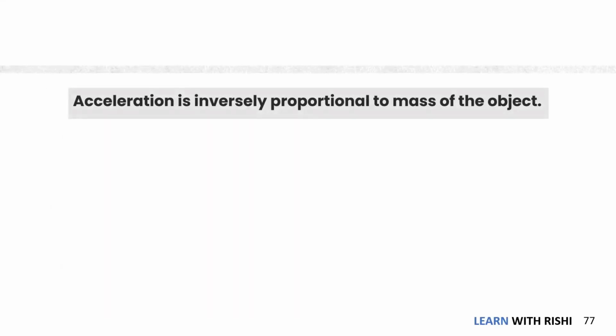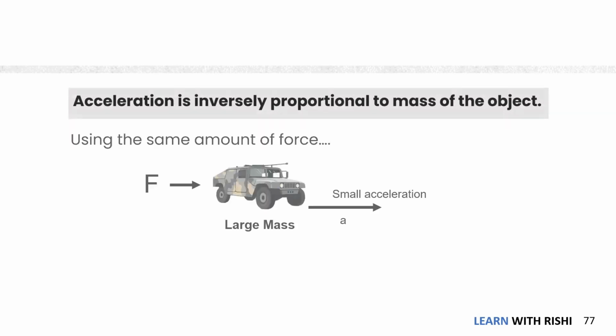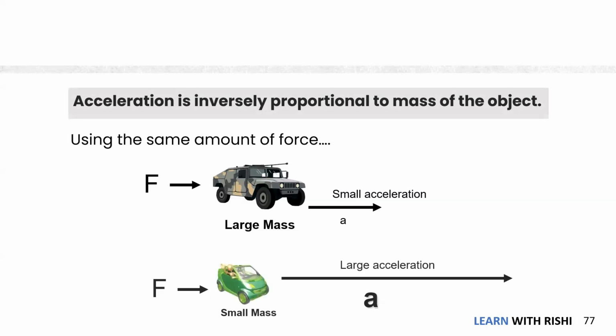Now, acceleration is inversely proportional to the mass of an object. Force is directly proportional to mass and acceleration. What about acceleration and mass? Acceleration and mass are inversely proportional to each other. For example, I am applying the same amount of force. First case is large mass. If the mass is large and I'm applying some force, there is small acceleration.